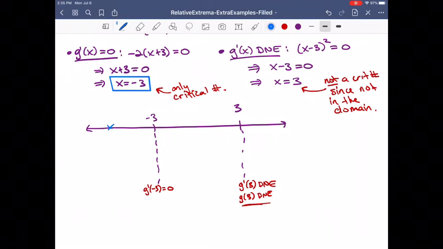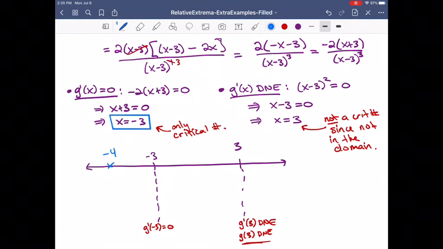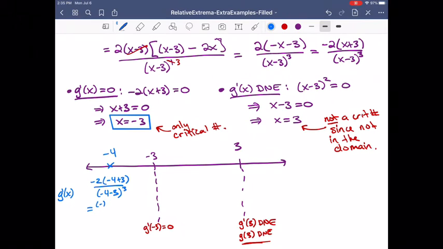Okay, so I test something less than negative 3, so let's say negative 4. I want to still see my derivative here. So I'm plugging into the derivative: negative 2 times x plus 3, so negative 4 plus 3, over negative 4 minus 3 cubed. So I get a negative from the negative 2. Negative 4 plus 3 is still a negative. And down at the bottom, I have negative 7 cubed, which is also going to be a negative because I'm cubing it. So I end up with a positive over a negative, so I'm going to have a negative. So I'm going to be decreasing on this interval.